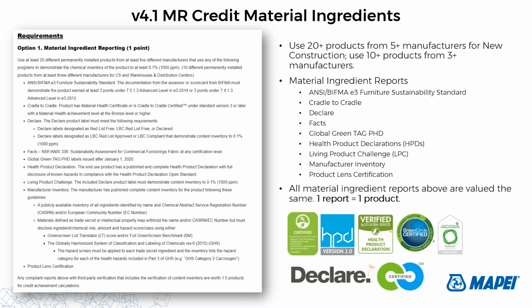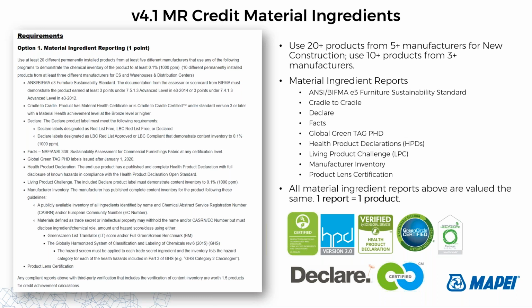The next MR credit that we're going to talk about is the materials ingredients credit. The intent of this credit is to reward project teams for selecting products for which chemical ingredients in the product are inventoried using an accepted methodology, and for selecting products verified to minimize the use and generation of harmful substances. The credit approach is similar to the EPD credit that I mentioned earlier. Project teams must use 20 different permanently installed products sourced from at least 5 different manufacturers that meet one of the listed material ingredients reports below.